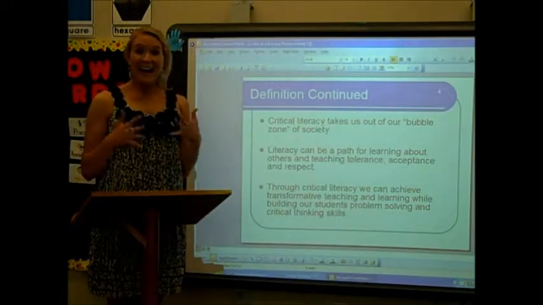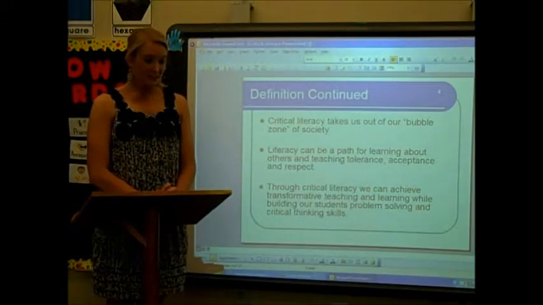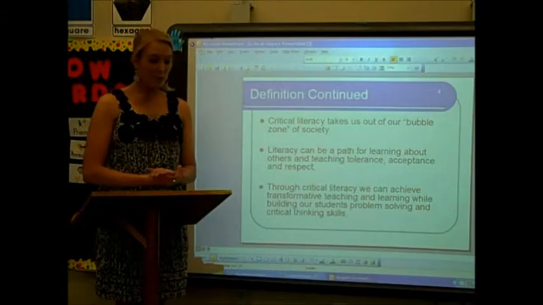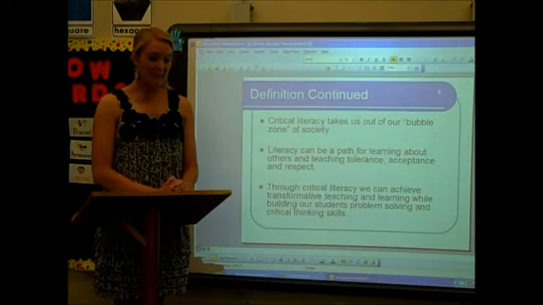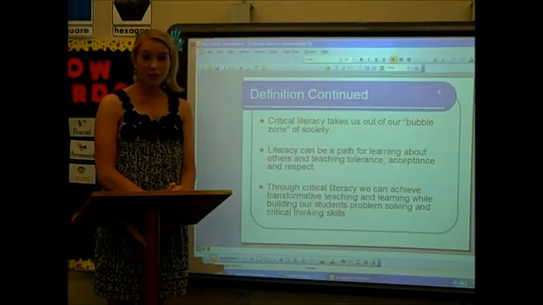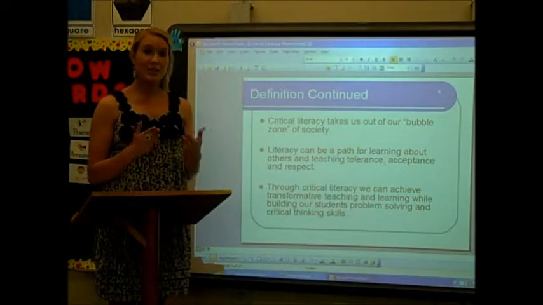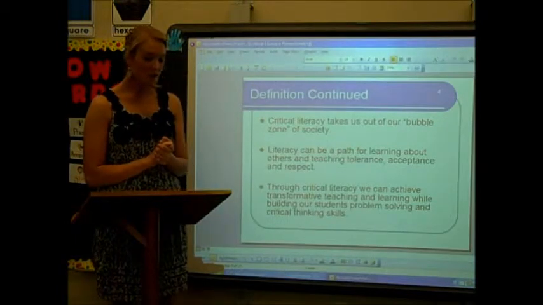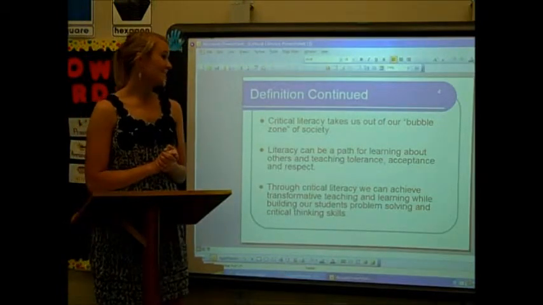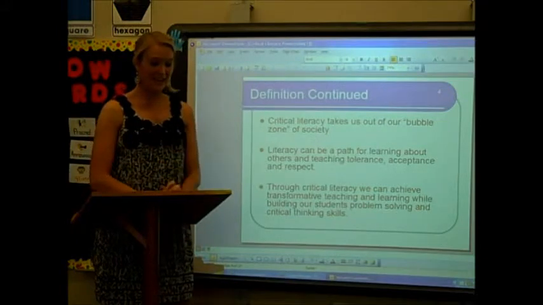So, to tie it all together, critical literacy, what I believe it to be, is a process of using language, which should be both oral and written, as a means of expression, communication, and transformation for ourselves and those in our world around us. I also believe that critical literacy takes us out of our bubble zone of society.